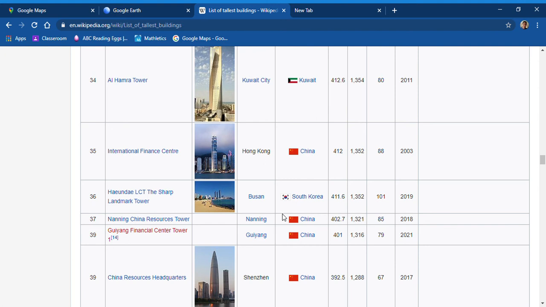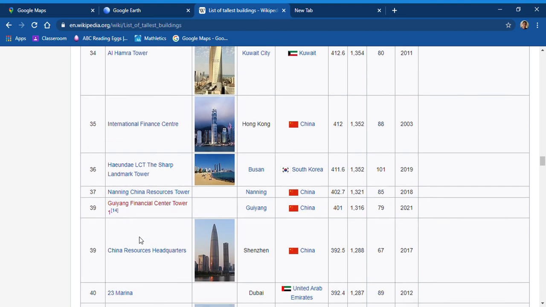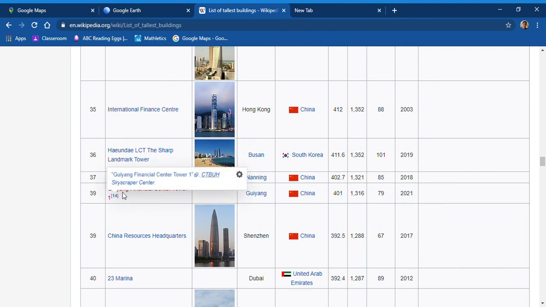Hyundai LCT, the Landmark Tower, Busan, South Korea, 411.6 meters, 1,352 feet, 101 floors, 2019. Number 37. Nanning China Resources Tower. It didn't have a picture that fit it. Nanning, China, 402.7 meters, 1,321 feet, 85 floors, 2018.